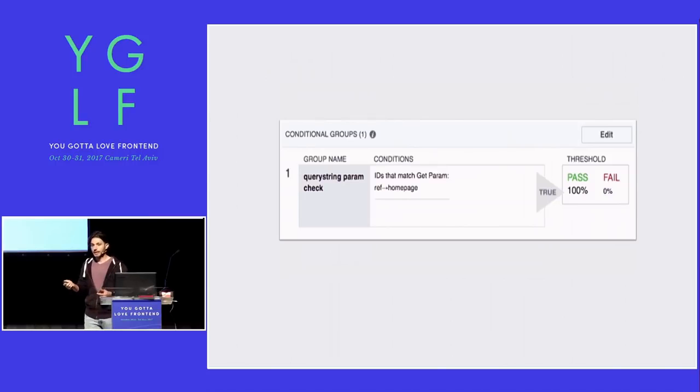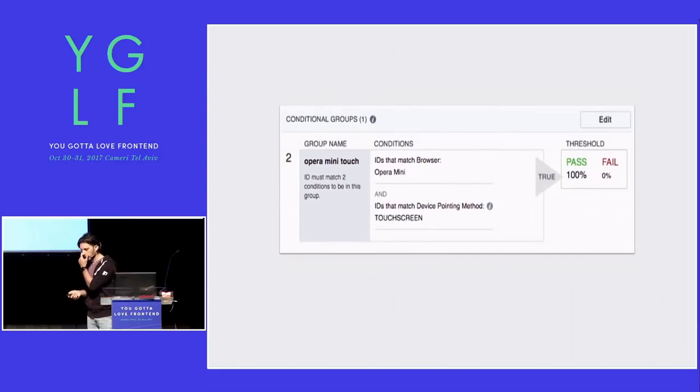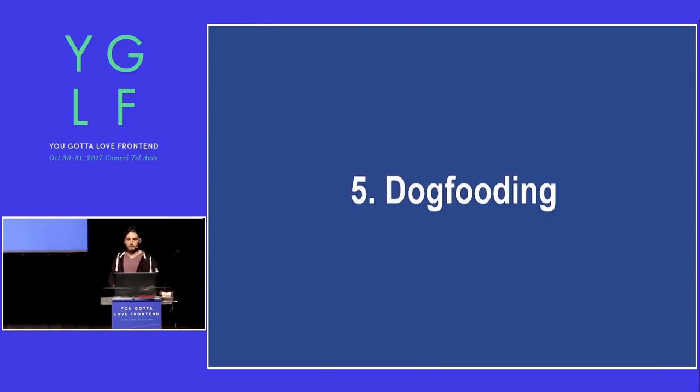Maybe I can take a look at the query string, and I want ref to be homepage, and only then is the feature up. And one last example: I want this feature open only for Opera Mini and touch devices. I can stack them, one over the other, and it's super, super convenient. And it propagates into production in a matter of minutes. So if I want to kill something, if I want to ramp something up, if I want to change the conditions, it's all in config. It doesn't take hours to land, and I love it.